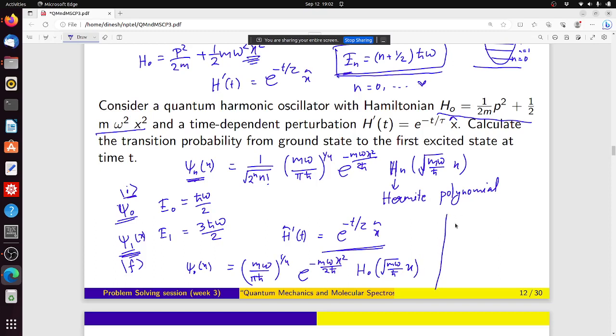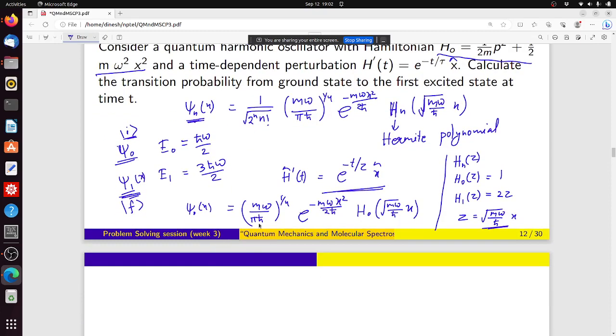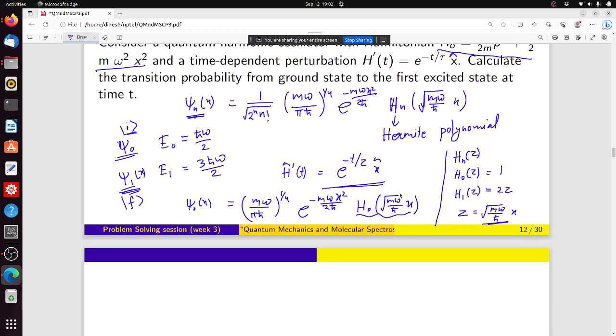Actually, for this Hermite polynomial H of n of any function z, there is a table, so let me write down H0 and H1 for you. So H0 of z will be just 1 and H1 of z will be 2z. So here z is nothing but root over of m omega by h cross times x. Then this H of 0 is nothing but 1. Actually, the Hermite polynomial is an algebraic part.